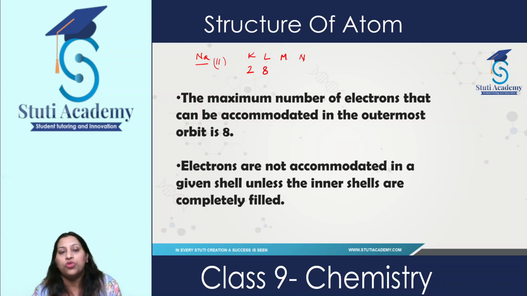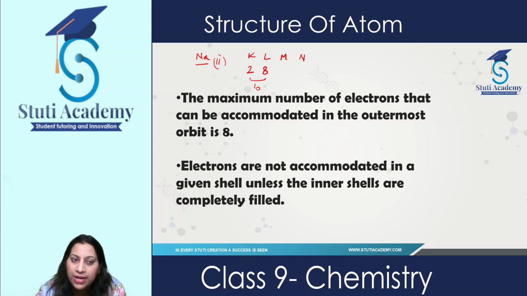Now let's move on to the next one. 8 and 2 is 10. If we add these, it becomes 10. But its atomic number is 11. So we need one more, so I'll write 1 here. So this is the electronic configuration of sodium. But here the outermost shell is M and it has only 1 electron. So it means it is not stable in nature.